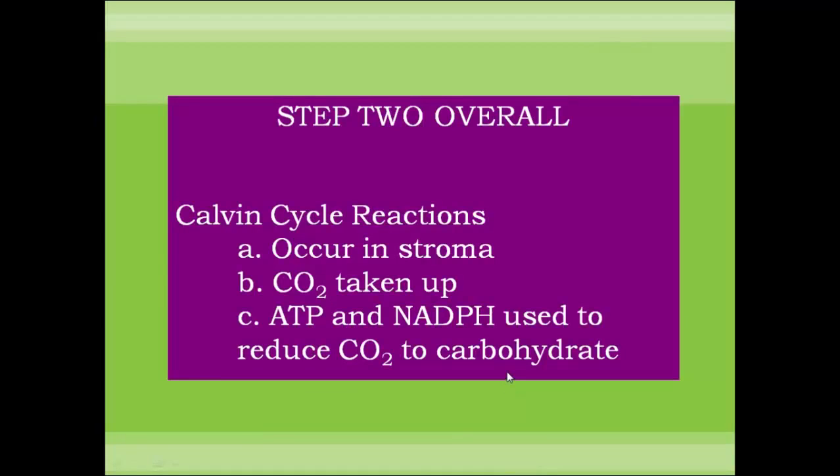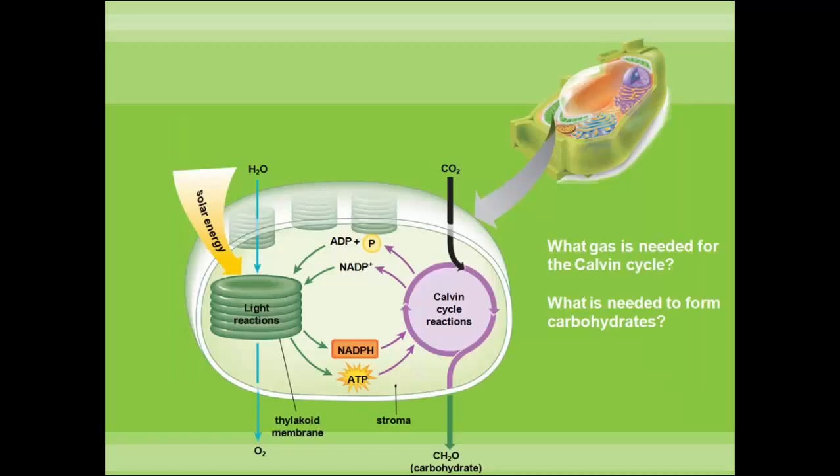Step 2, it used to be called the dark reaction. It's called the Calvin cycle. It occurs in the stroma. CO2 is used, and ATP and NADPH are used. And CO2 is reduced to carbohydrate. Where does it get the hydrogens for the reduction? From water. Water is split to form oxygen. So the second phase takes place in the stroma.